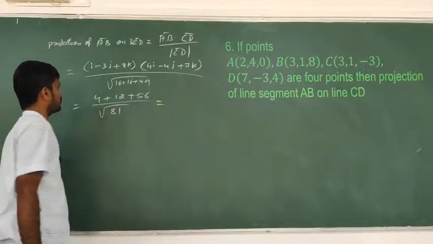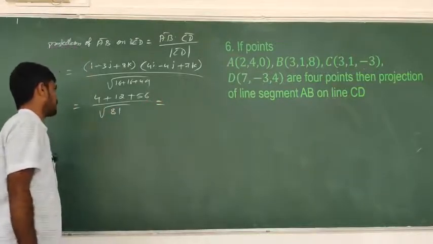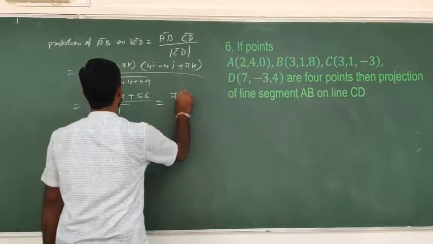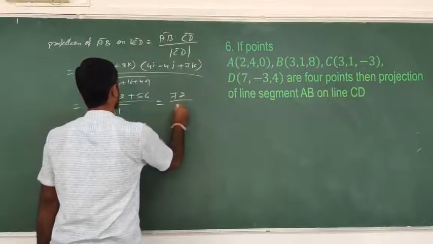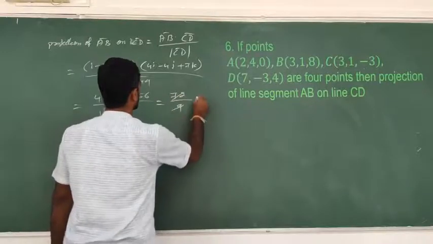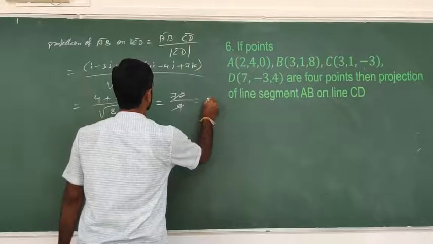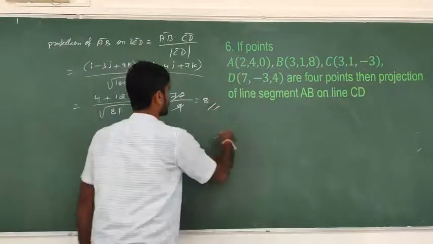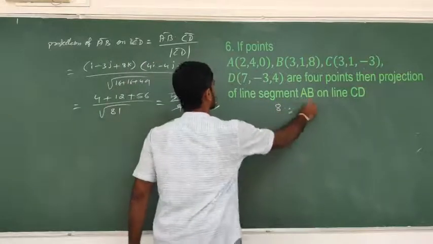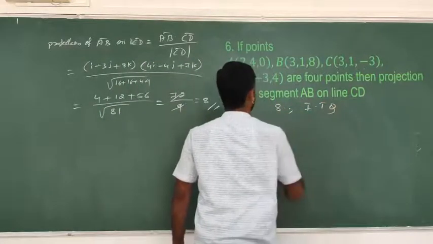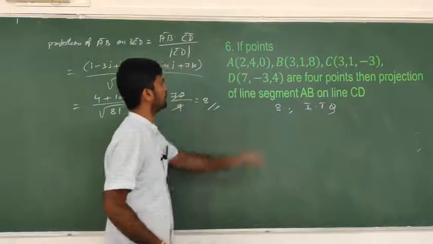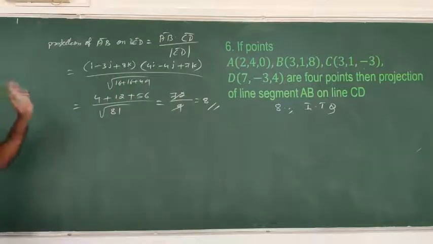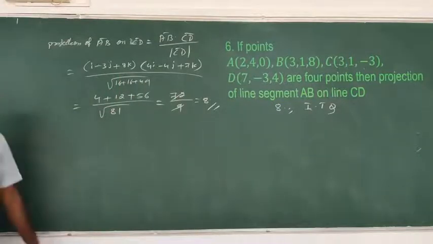So this is equal to 4 plus 12 plus 56, that is 72, divided by square root of 81, which is 9. 9 eights are 72. Therefore the projection of AB on CD is 8. For this one, 8 is the answer. This is an integer type question, ITQ. So for this the answer is 8. Very easy, simple question, just a theory problem. Okay, next problem.